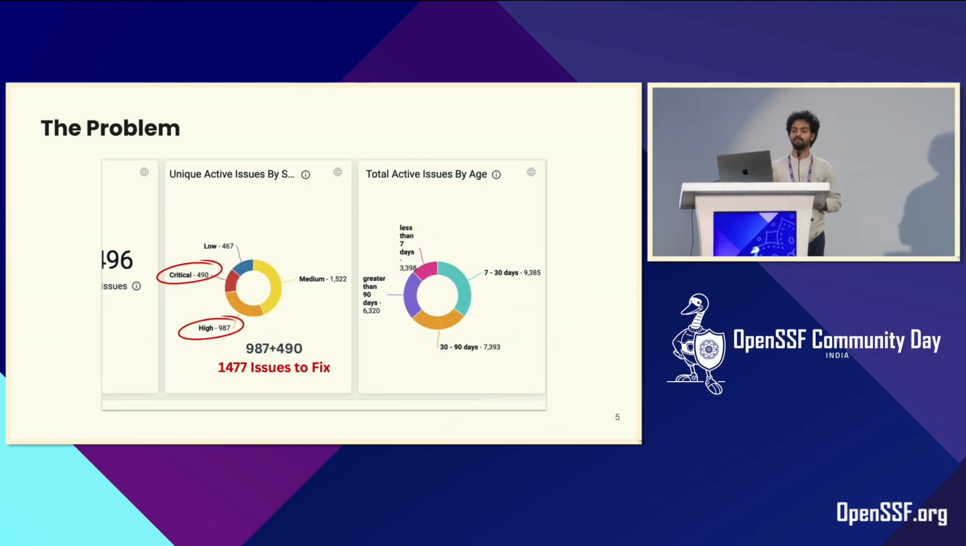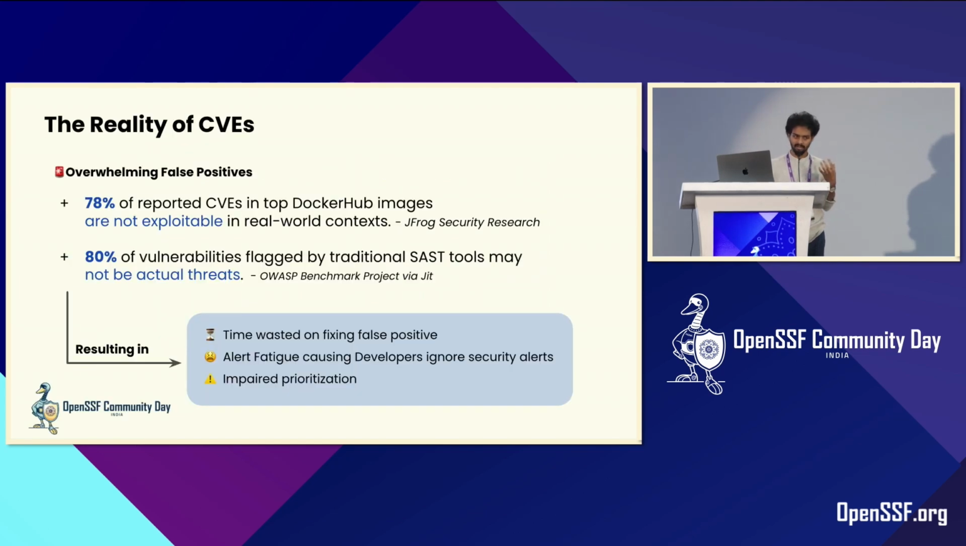Scanners do provide you the critical, high, low, and medium ratings, but what about that? If you see the numbers, they are still high, and sometimes they also get out of the boundary, and it's too hard to manage all of them. So why am I talking about all this? Most of the CVEs, something like 78% of the images, are actually not exploitable, even though sometimes they are categorized differently.